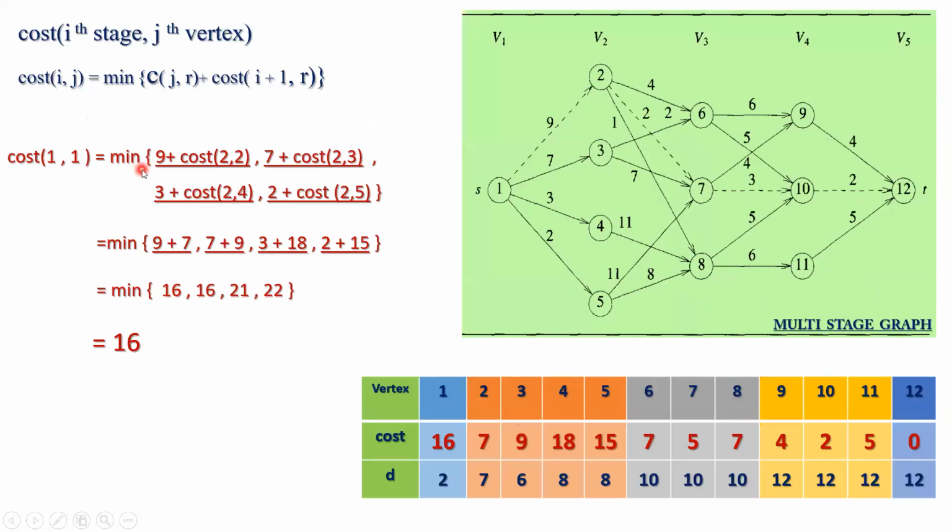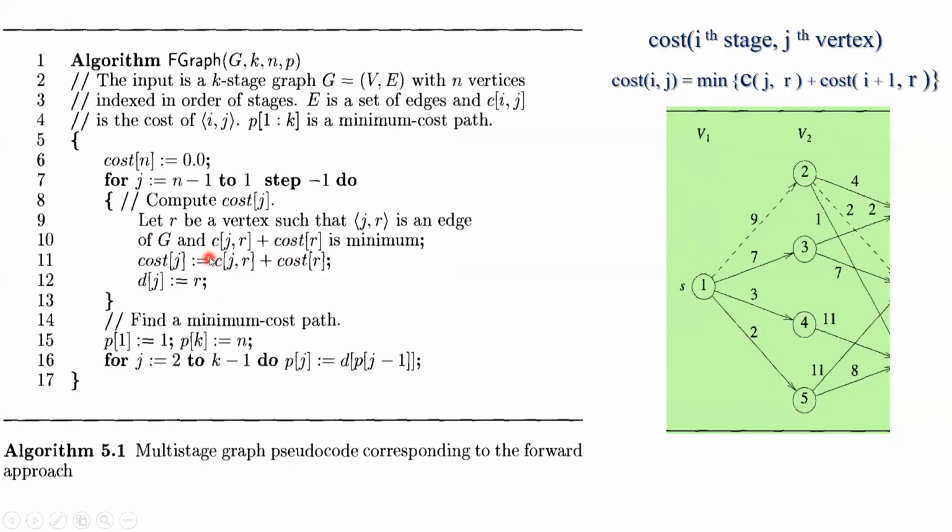Cost of j to r. For example, cost of 1 to 2 is 9 plus cost of 2. Cost of 2 means cost of r, because we have referred to the table, it was 7. I have written 9 plus 7. The same thing has been represented in the algorithm: cost of j to r, 9, plus cost of r. Cost of r we are referring to the table, and it is 7.